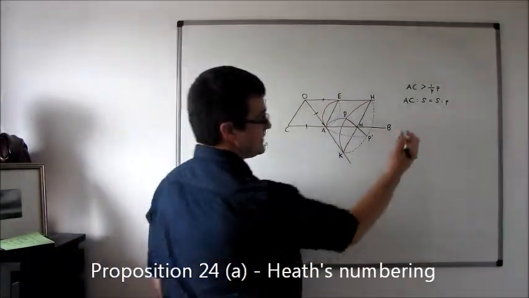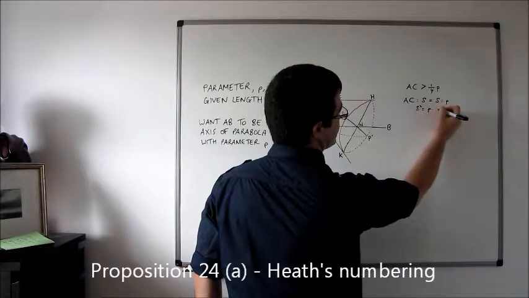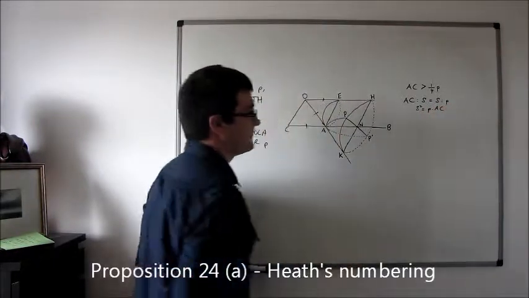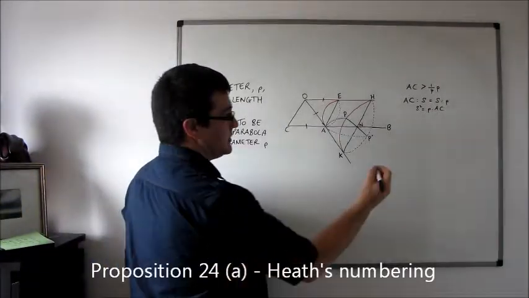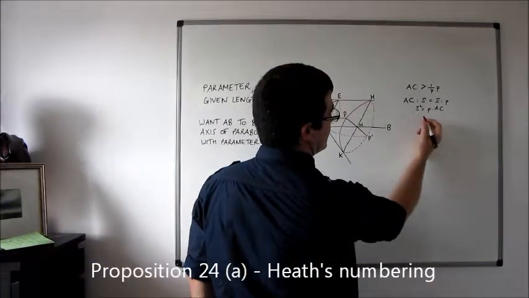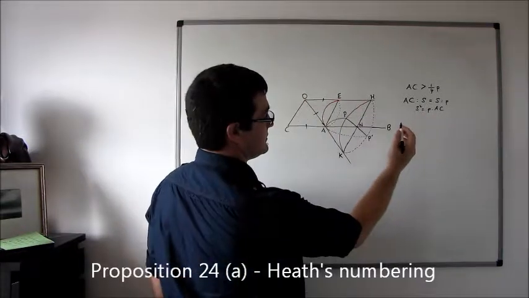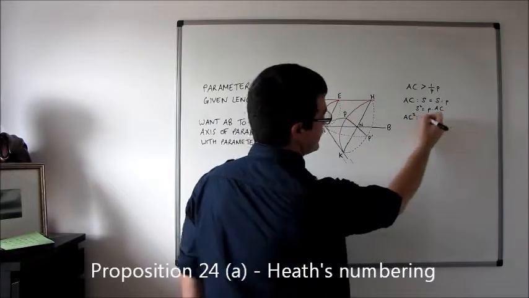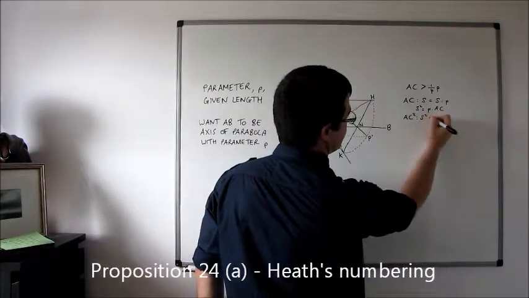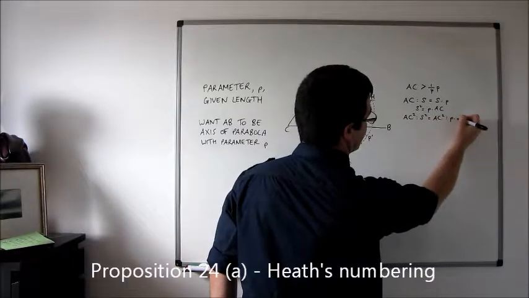So another way of writing that is that S squared is equal to P times AC. And therefore, what can we say? That the ratio of AC squared to S squared is equal to the ratio of AC squared to P times AC.